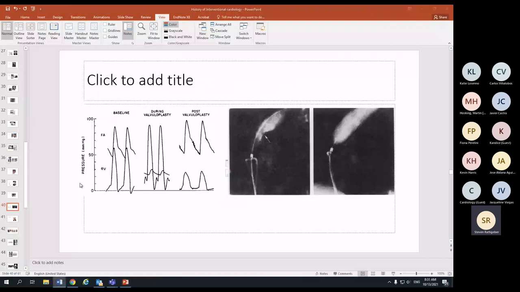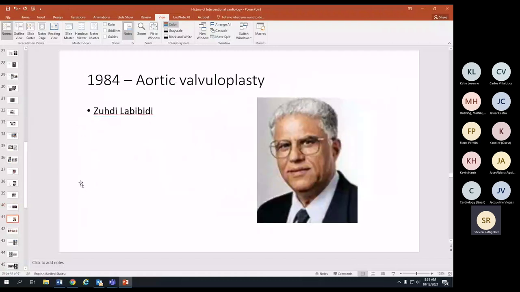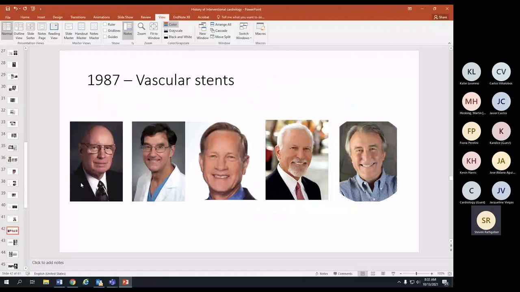So aortic valvuloplasty followed soon after in 1984 by Zuhdi Lababidi in Missouri, and all procedures were successful in the initial studies with this, with only mild aortic insufficiency. And with the evolution of balloon angioplasty, the next step was implantation of vascular stents in 1987 that proved successful and seeded the development of new technologies and techniques in vascular stenting and congenital heart disease.